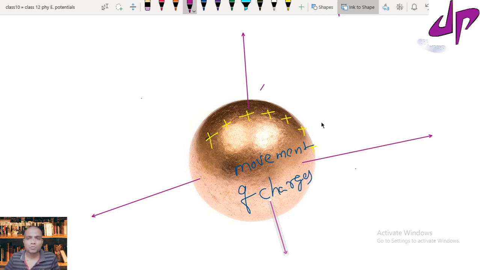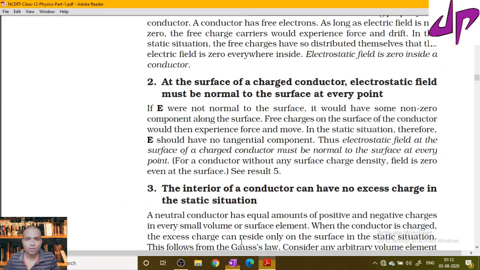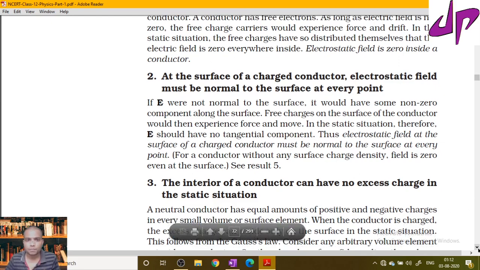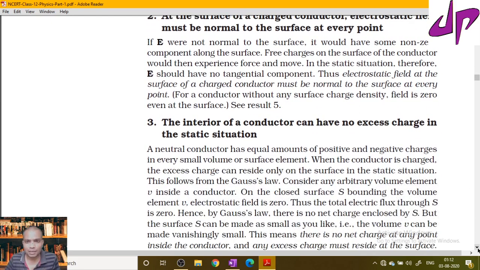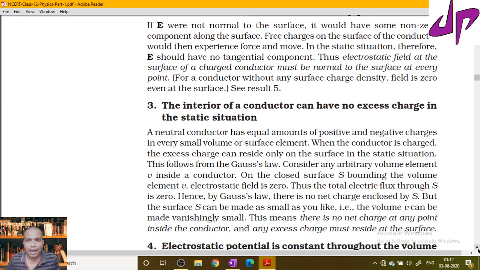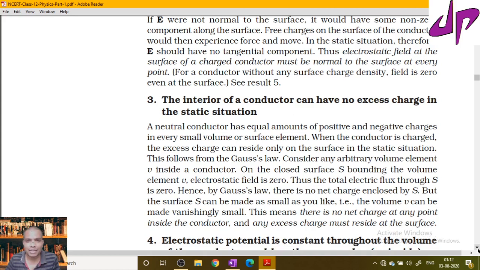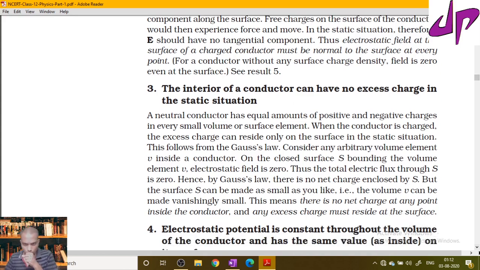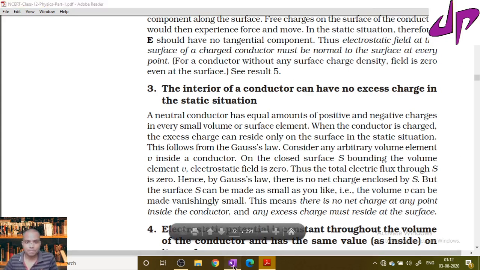Now that is the second property. Now let's see the third one. The interior of a conductor can have no excess charge in the static situation. How can we discuss it? The interior of a conductor can have no excess charge in this situation. We can see whether the interior has any charges present.